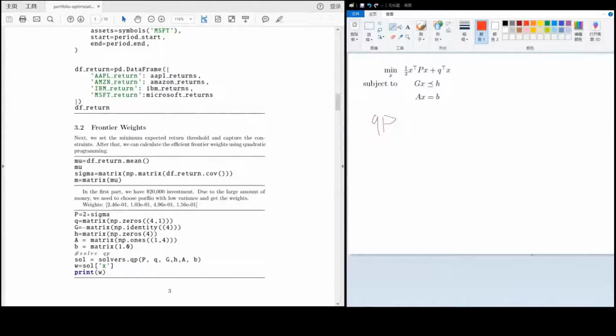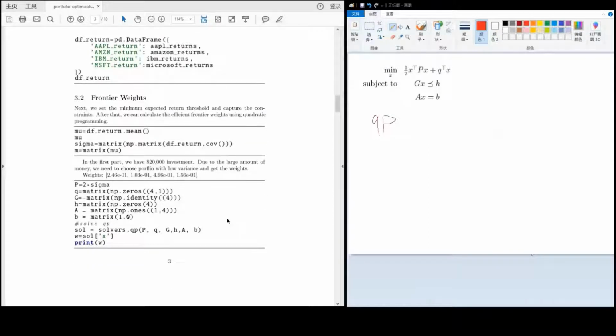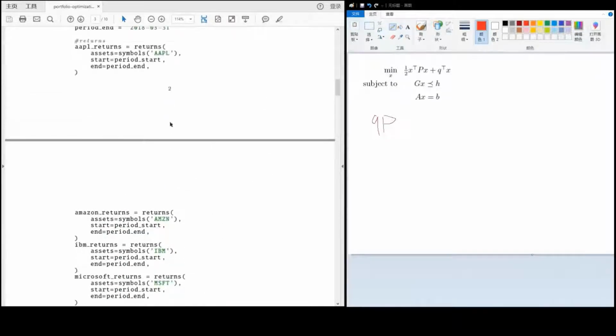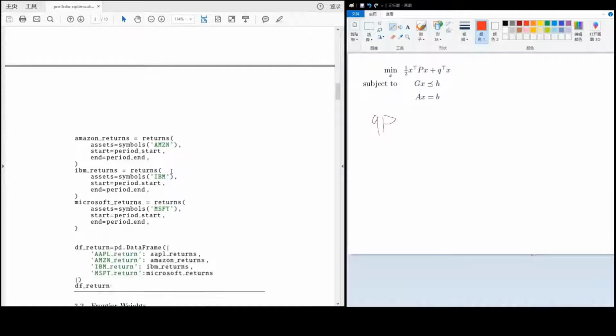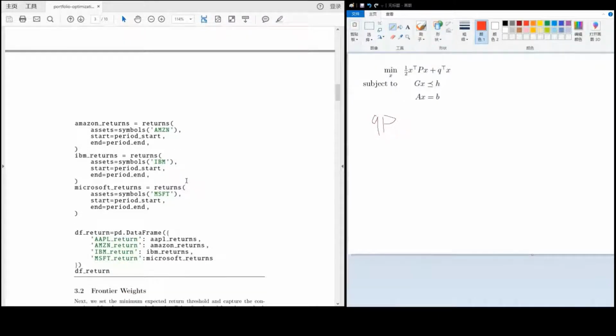Hi everyone, I'm Guanting Wei, and now I'm going to share our code with you. First, we choose 4 different stocks: Apple, Amazon, IBM, and Microsoft, and we use Quantopian research to get their returns. After getting returns, now we want to get optimal weights of these 4 stocks depending on different situations.